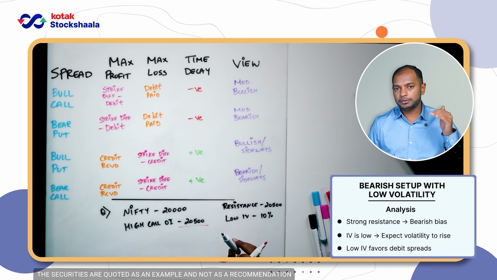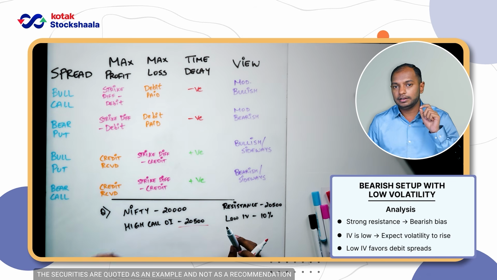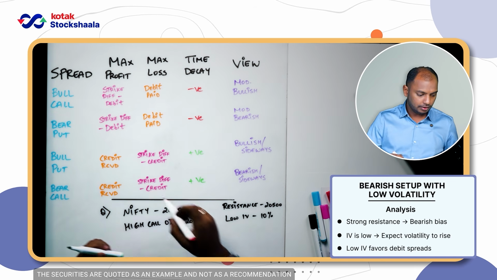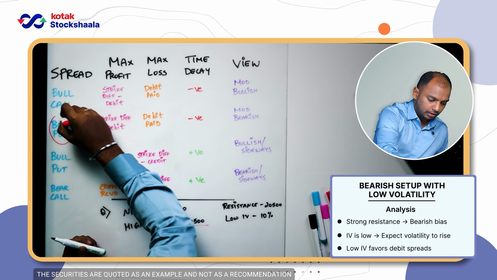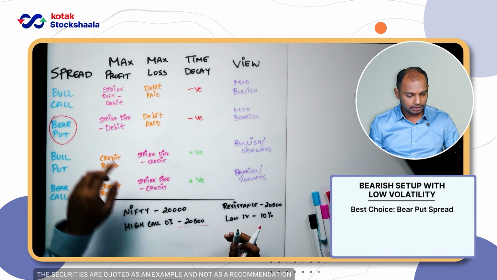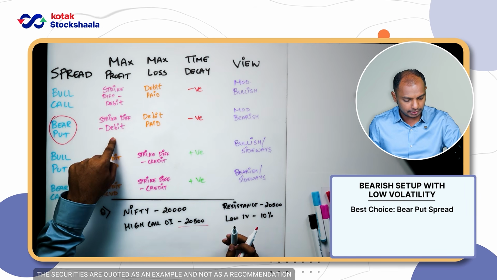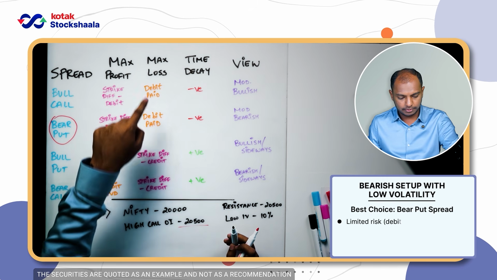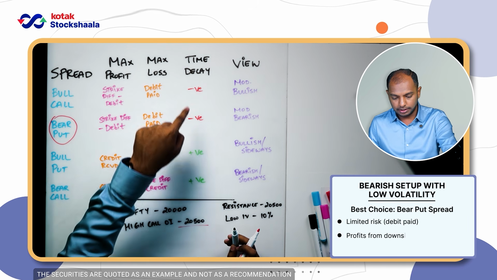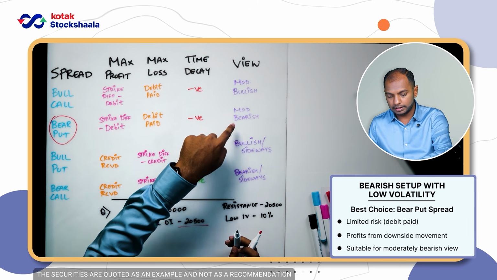So now we know we have to go for a bearish strategy and a net debit strategy, which means we clearly know that we have to go for a bear put strategy, wherein our maximum profit is strike difference minus debit, our maximum loss is the debit paid, time decay is negative, but we are moderately bearish. So let's quickly recap what we have learned so far.